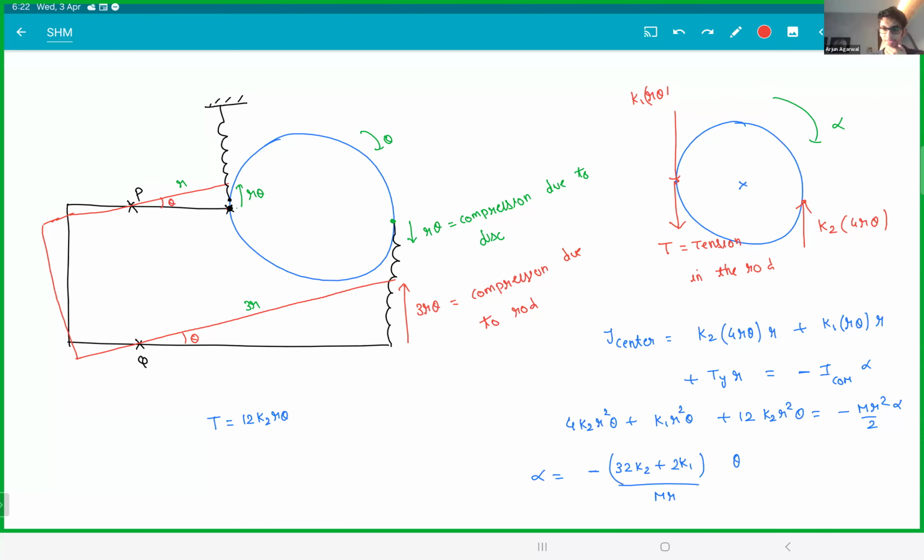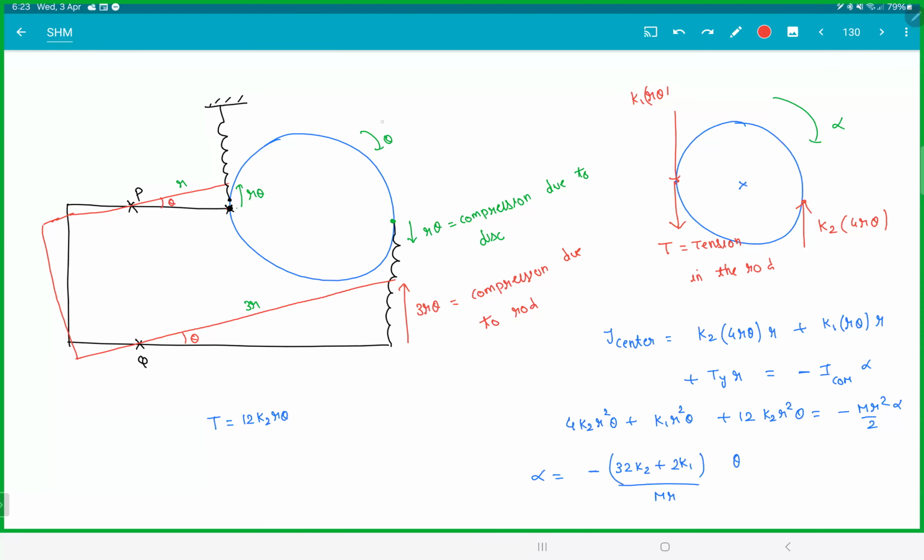So why will there be tension in the rod? Because the springs are pushing it. The moment you displace it, the springs get compressed. The springs are pushing the rod away. There will be tension in the rod.